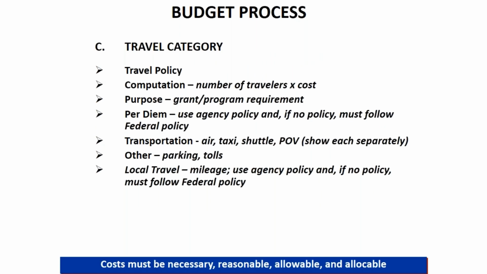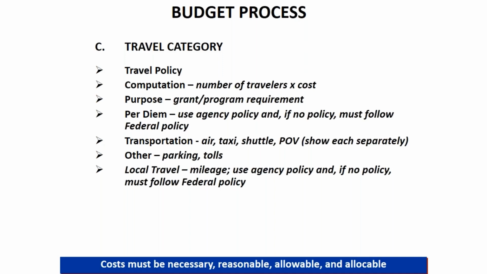The first thing we're looking for in the travel category, we'd like to know what your organization's policy is for travel. If you do not have your own policy, you need to follow the federal policy for travel. So we want to know who's going to be traveling, the purpose of their travel. We want to know what the policy is, the per diem rate. We want to know how much you're paying for transportation, that is any airfare, train, taxi, shuttle service, any other costs such as parking and tolls.